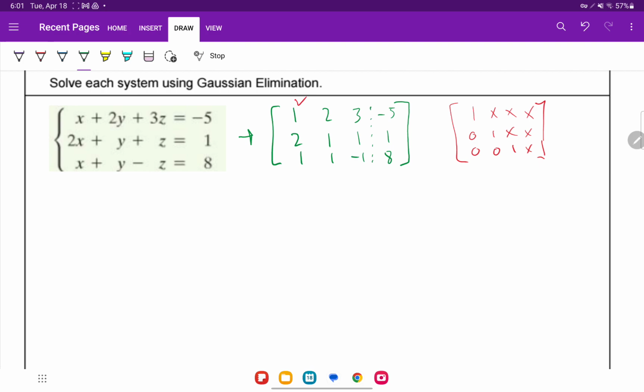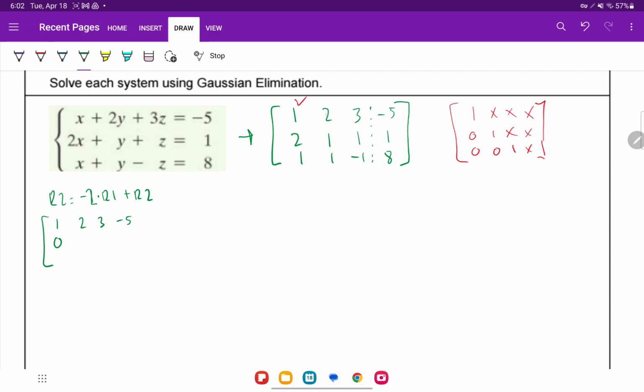So now let's apply. We want to use row 1, the 1, to change this 2 to a 0. So what I'm going to do is take row 2 equals. I'm going to multiply row 1 by -2, and I'm going to add it to row 2. So we did not affect our row 1, so it's still 1, 2, 3, and -5. Now I'm going to multiply 1 times -2, which is -2. -2 plus 2 is 0.